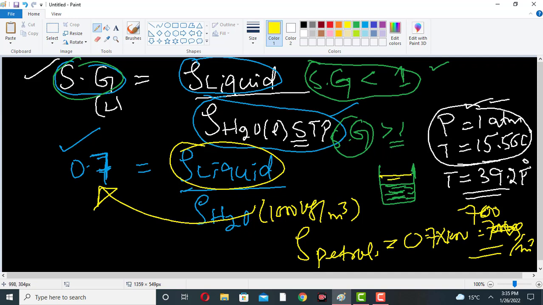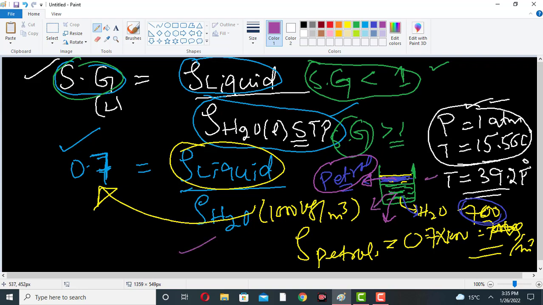Suppose this is the liquid water, and this one is the petrol sample. The specific gravity of the liquid petrol is less. Suppose it is 700 kilogram per cubic meter and water is 1000 kilogram per cubic meter. So the liquid water will form a layer at the bottom of the container, and the lighter petrol will form a layer on top of the liquid water. This is just the introduction to the specific gravity of liquid oil.